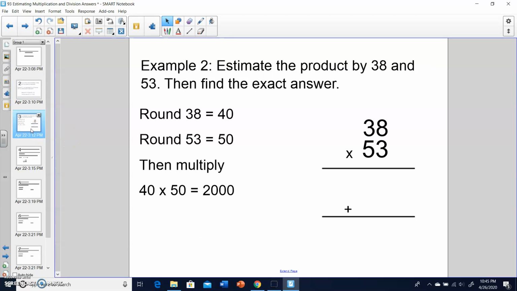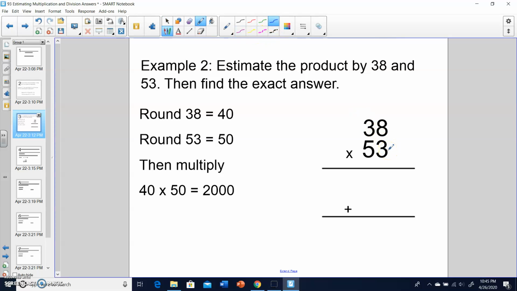Example 2, estimate the product of 38 and 53, then find the exact answer. Well, 38 is between 30 and 40. It's closer to 40, so we round up. 53 is between 50 and 60. It's closer to 50, so we round down. If I multiply 40 times 50, I think 4 times 5 is 20. And I have 2 zeros, so I'm adding 2 more zeros at the end. So when I multiply the exact answer, it should be close to 2,000.